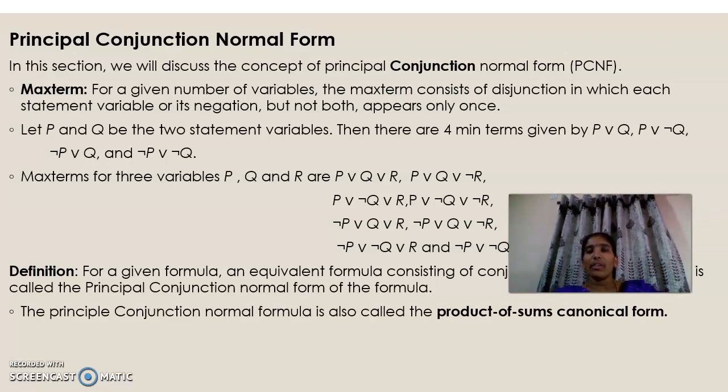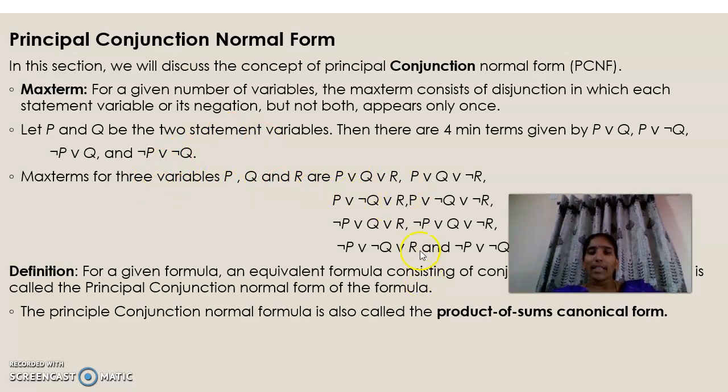In PDNF we call it a min term. The min term consists of a conjunction of the given variables. In PCNF, the max term consists of a disjunction of statement variables and their negations. The same as PDNF, in PCNF also we have two statement variables, P and Q. There are four min terms given by P and Q, P and negation Q, negation P and Q, negation P and negation Q. It is the same with three variables P, Q and R.